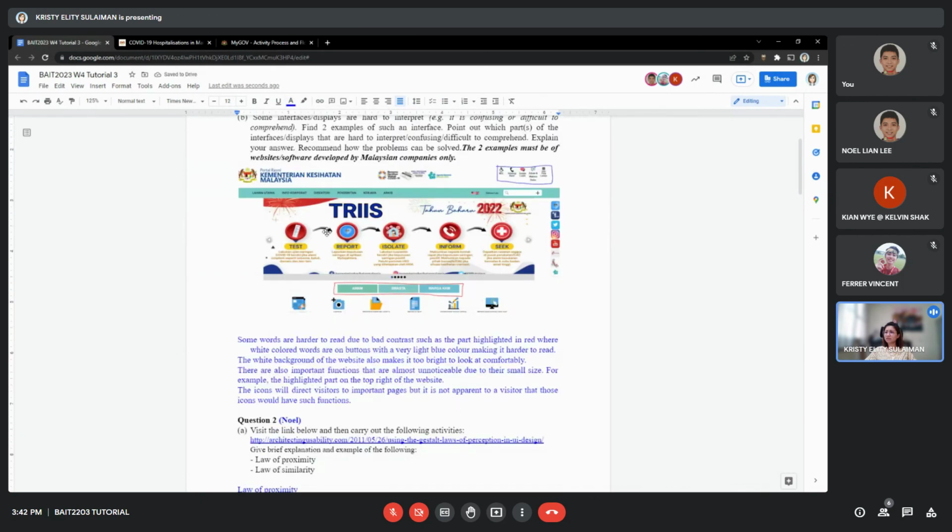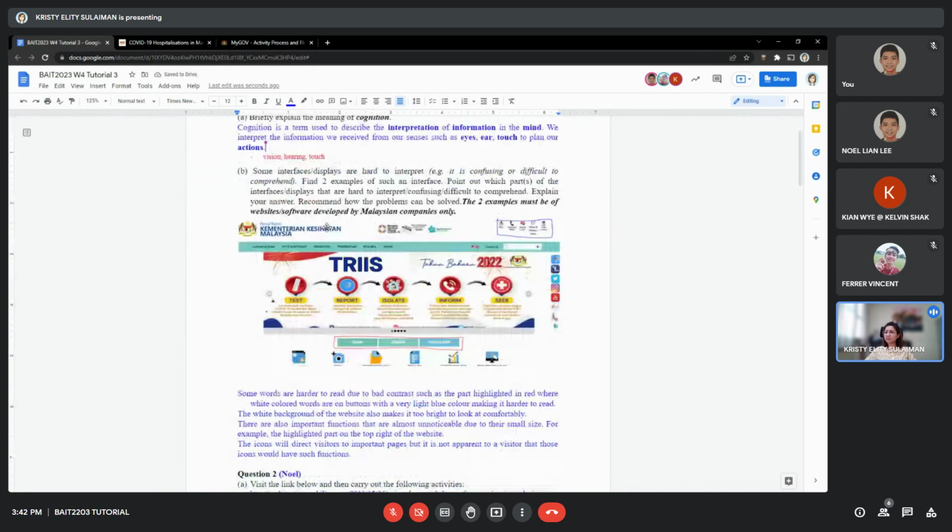And some interfaces or displays are hard to interpret, usually confusing or difficult to comprehend. So you need to find an example of such an interface, which is hard to interpret or hard to read the information, and then point out the parts which are hard to interpret, confusing or difficult to comprehend. So explain the answer, and then you need to recommend how the problems can be solved.